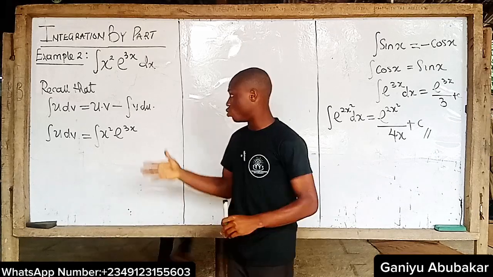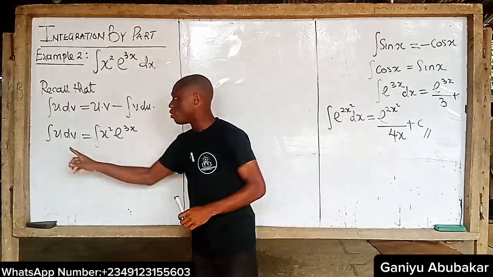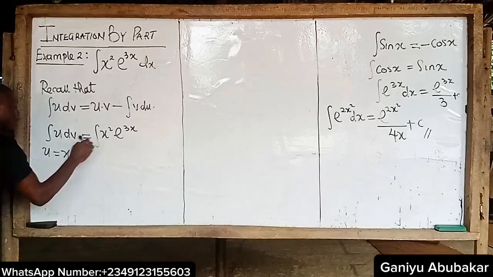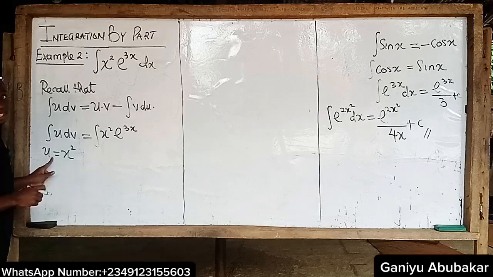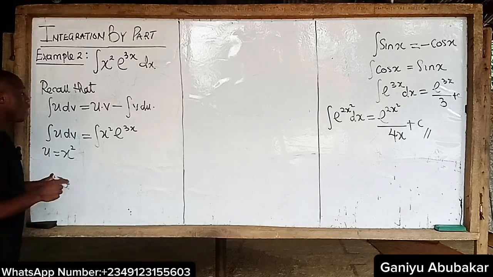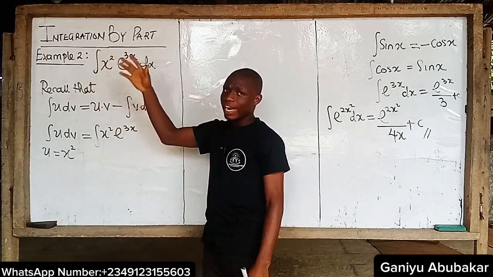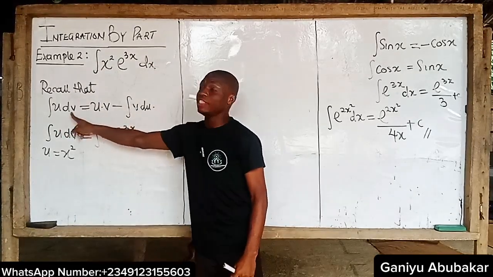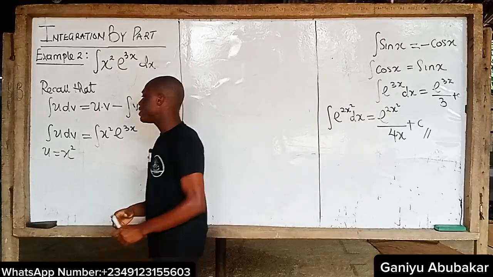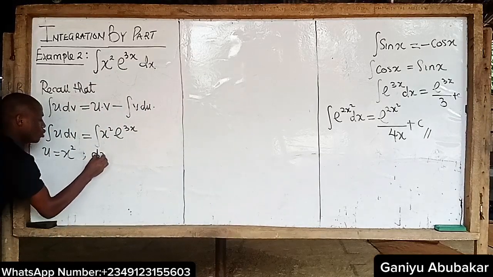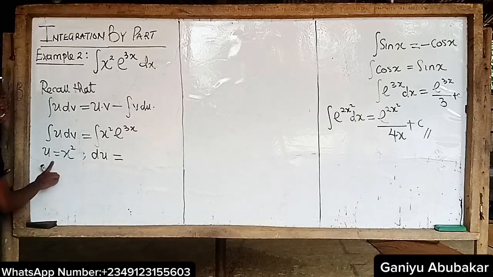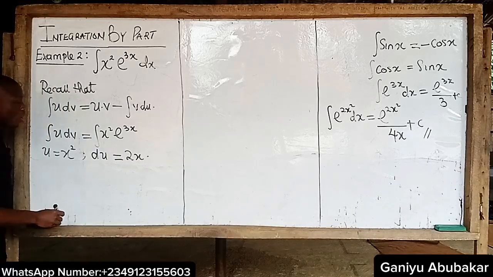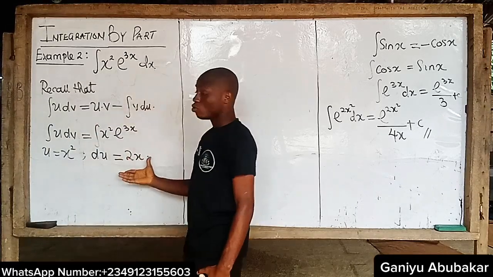All right, let's move back to this concept. From here, my u is equal to x squared. By the way, when it comes to by parts, I need four things: the value of u and du, and the value of v and dv. So I know u now. To get du, I will differentiate x squared, and I'll have 2x. After differentiating x squared, I have 2x.